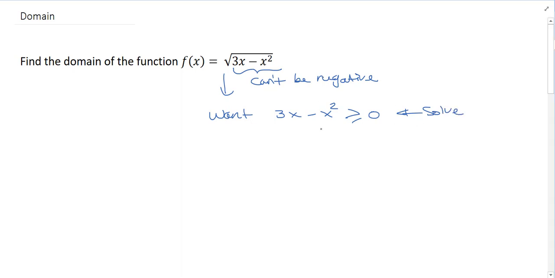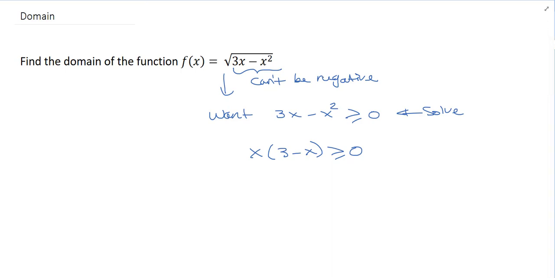And so how do we solve a higher order inequality? With higher order inequalities, this is not linear. We have a quadratic, so we always have to factor first. What can you factor out of here? I can take out an x and I'm left with 3 minus x greater than or equal to 0. Now from here, the mistake you want to avoid is saying x is greater than 0 and then 3 minus x is greater than 0. That is not how we solve higher order inequalities.